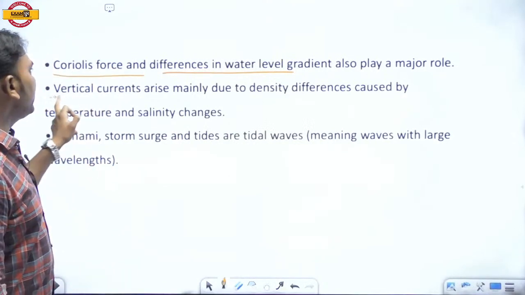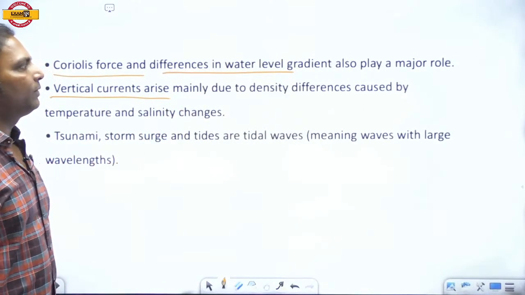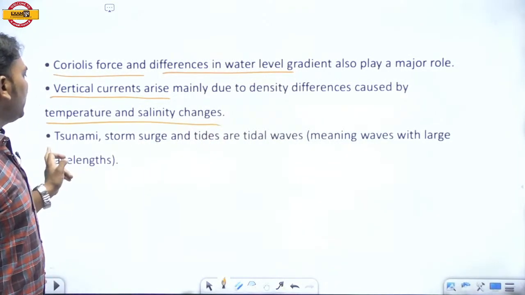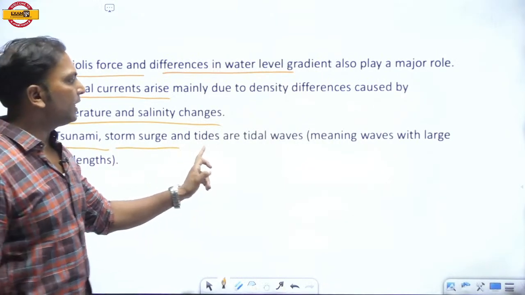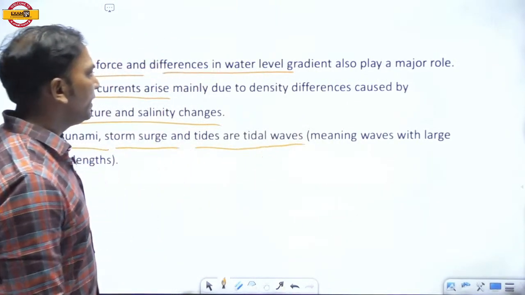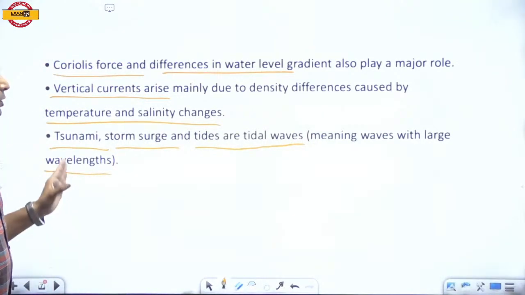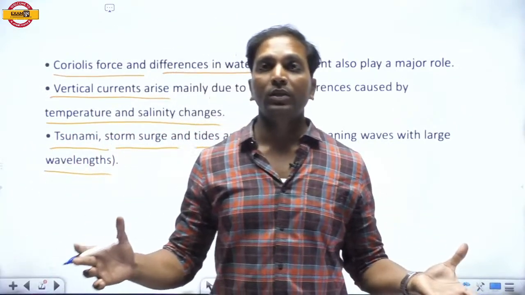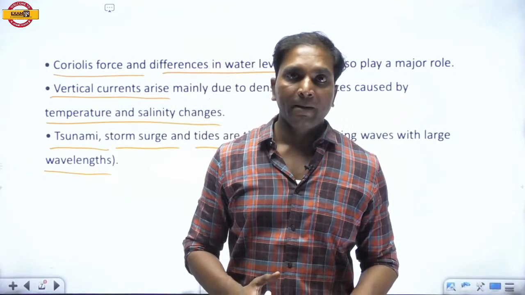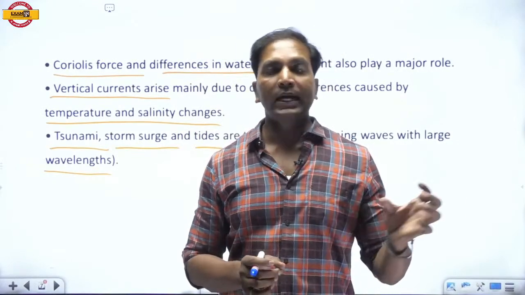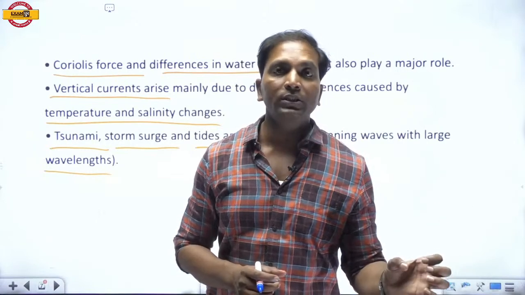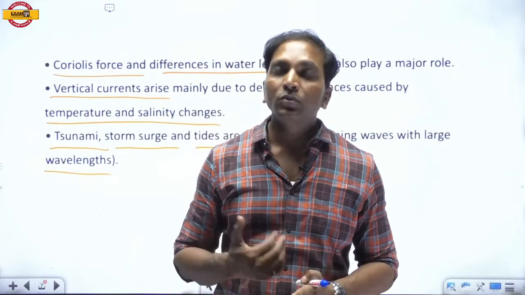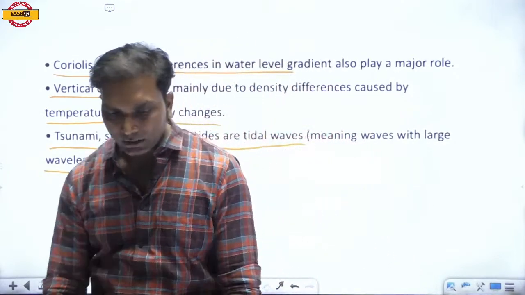Then vertical currents arise mainly due to density differences caused by temperature and salinity changes. We are coming to this part. And the tsunami, the storm surge, and the tides are tidal waves, meaning waves with large wavelengths. So these are also the waves. You can see the tidal waves, the tsunami, which occurs on the coastal areas of the Japan, where the meaning of the tsunami is su, that means the harbor city or a port city, and the waves, that is the nami. Combined, it is called the tsunami.